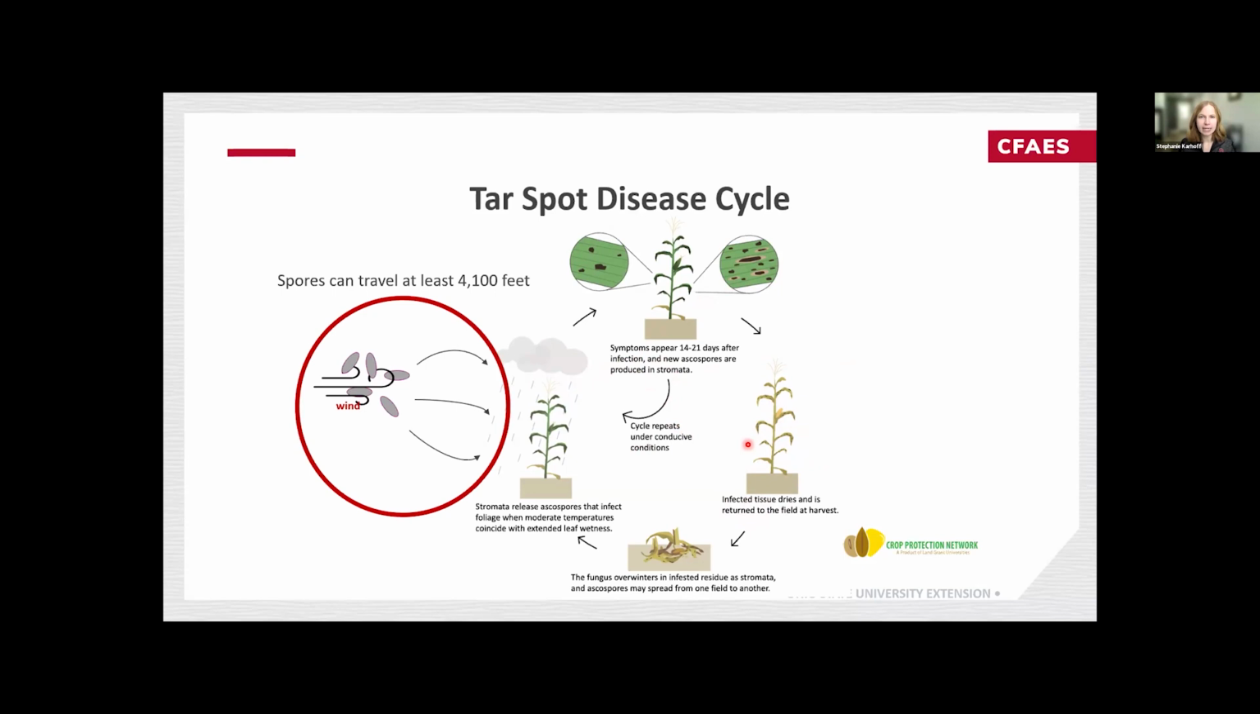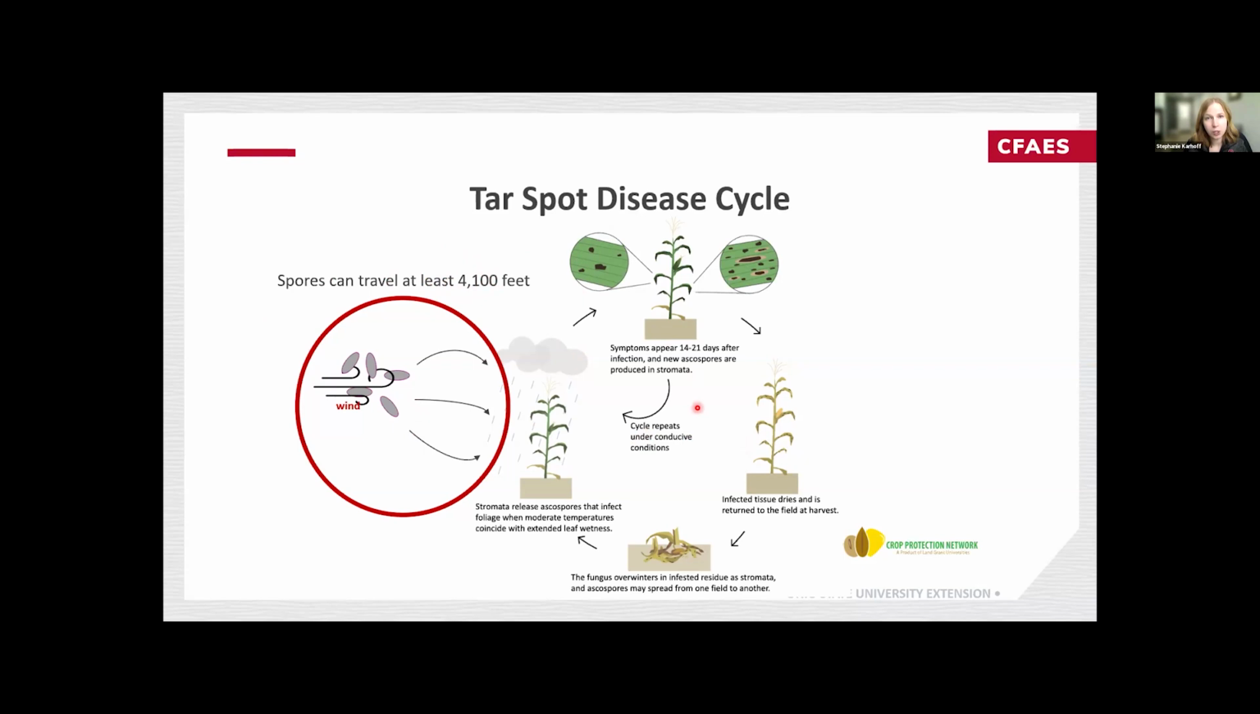But what I want to highlight is what we're finding with spore trapping in different locations throughout the Corn Belt: we want to prioritize hybrid selection and fungicide applications over residue management and tillage for tar spot. Though it's going to help, it's not going to make as big of an impact simply because these spores can also travel in through the wind and rain events pretty far distances. So at least over 4,000 feet from one location to the next.